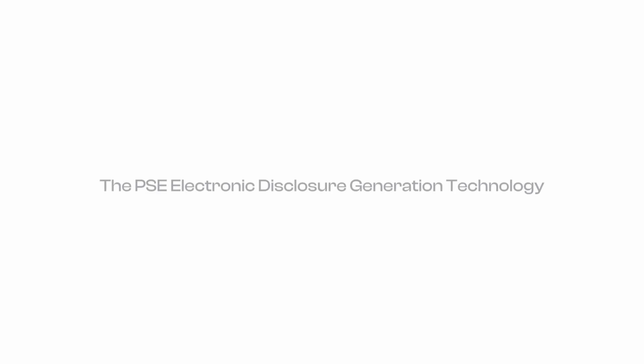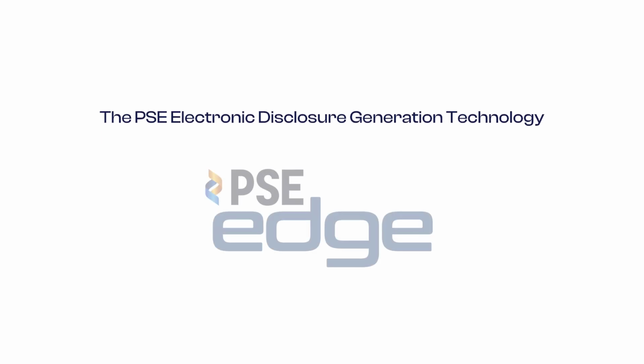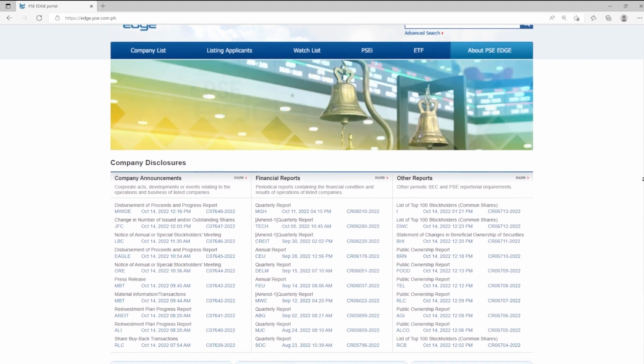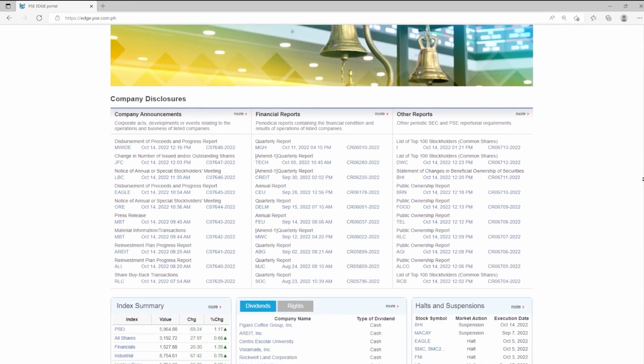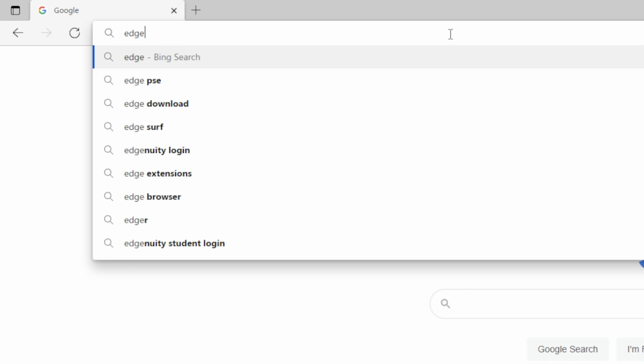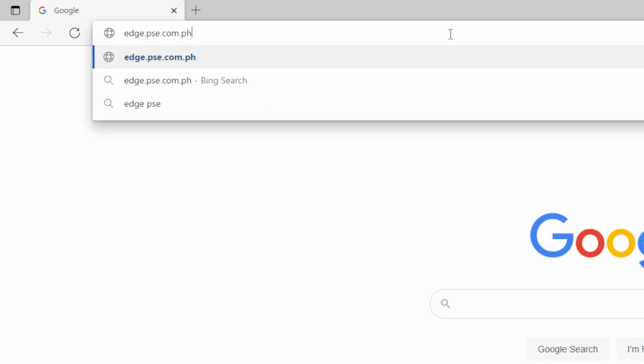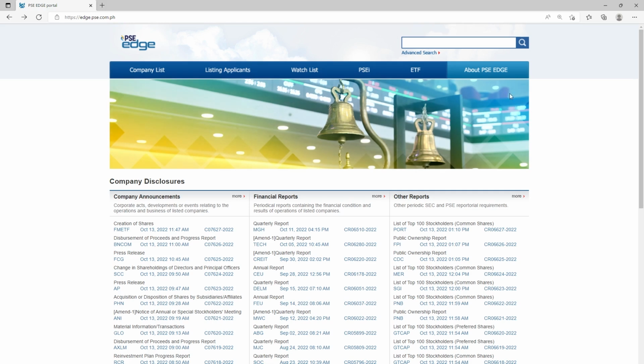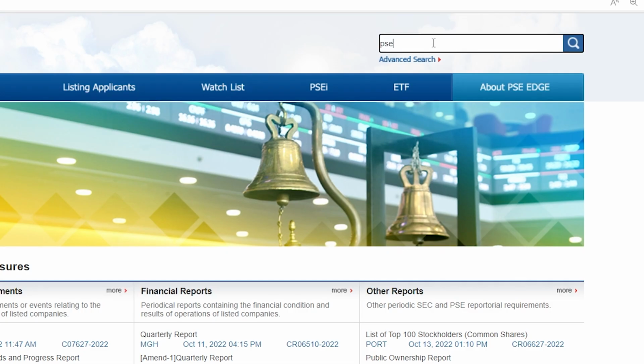Now that I've walked you through the relevant pages at the PSE website that are useful in writing your stock research reports, let's proceed to another useful tool in creating your report, the PSE Edge website. The PSE Electronic Disclosure Generation Technology, or more commonly known as PSE Edge, is a fully automated system that facilitates time-sensitive disclosure reports submitted to the exchange. It can be accessed through edge.pse.com.ph. Just the same, you can type in the company name or symbol in the search field.